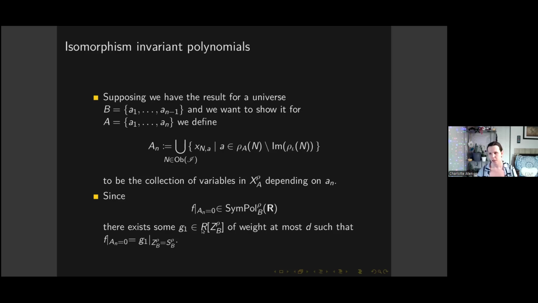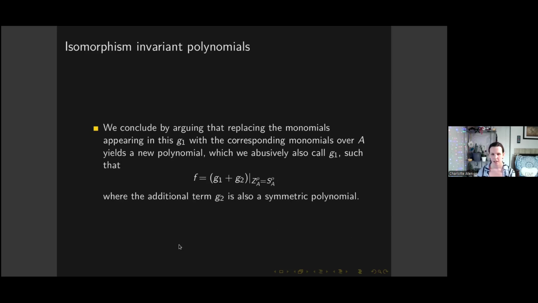And so by the inductive hypothesis, you have a polynomial in terms of the elementary symmetrics of weight at most d, so that this restriction is actually that polynomial evaluated on the elementary symmetrics. Then you have to argue that replacing the monomials appearing in this G1 with the corresponding monomials where you stick in the one additional element in your universe gives you a new polynomial, which I'll also call G1, so that if you add G1 and G2 together and evaluate on the elementary symmetrics, you get F, where this additional term is also a symmetric polynomial. So that's a really brief summary of the proof.